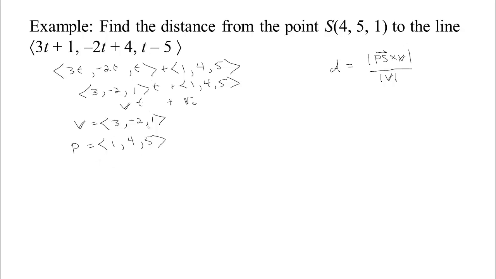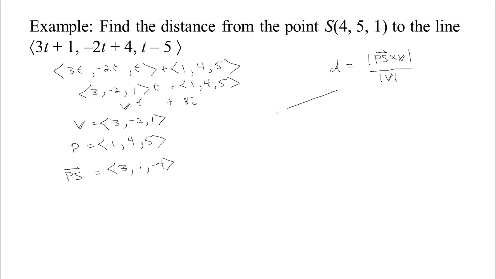Now we can use this formula because we can calculate the vector from P to S. To go from P to S, we go from 1, 4, 5 to 4, 5, 1. So from 1 to 4, 4 minus 1 is 3. From 4 to 5, 5 minus 4 is 1. From 5 to 1, 1 minus 5 is negative 4. This is the vector from P to S.